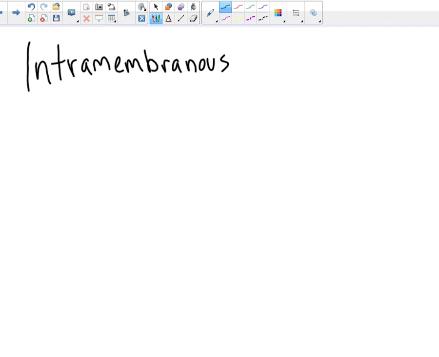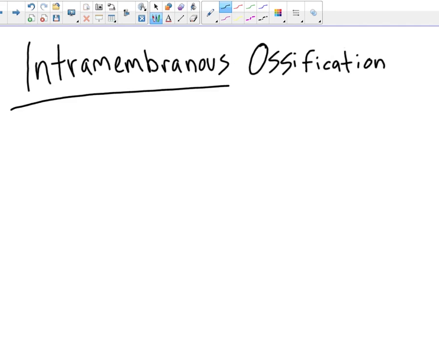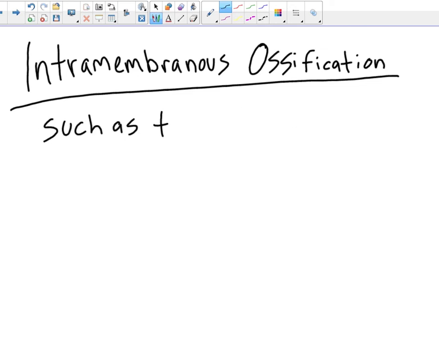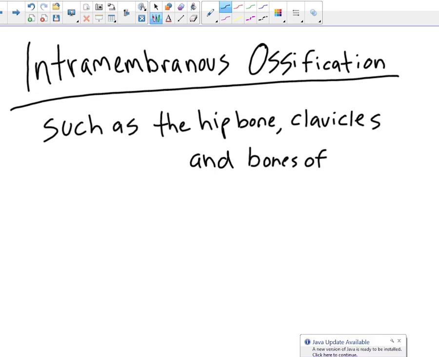This is the process of intramembranous ossification. In other words, the formation of the flat bones. Examples of the flat bones in the body are the hip bone, the clavicles, and the bones of the skull.